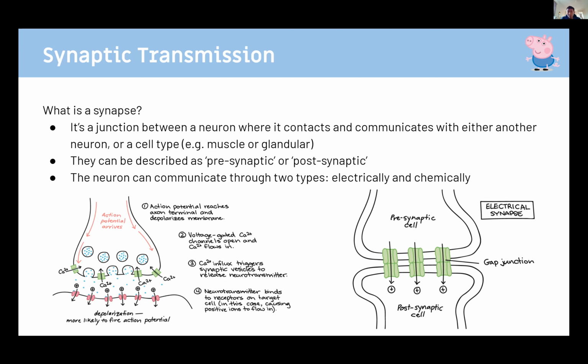If it's an electrical synapse, rather than having chemical signals, it will essentially just be electrical currents flowing through these channels you see. These channels are called gap junctions.